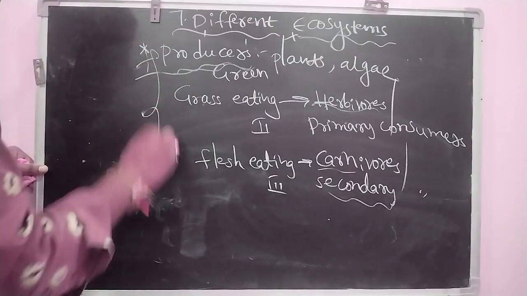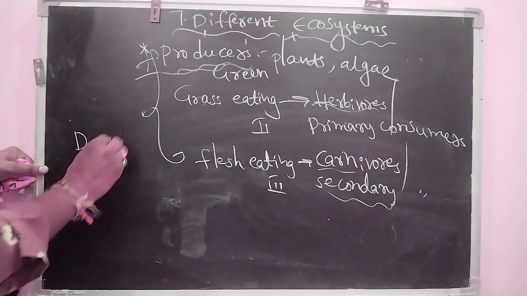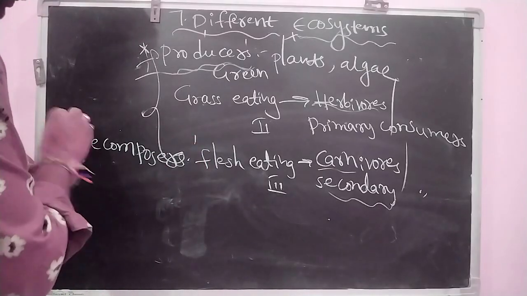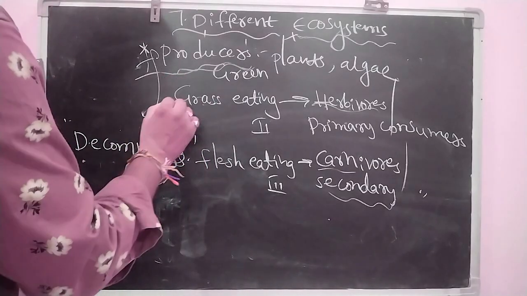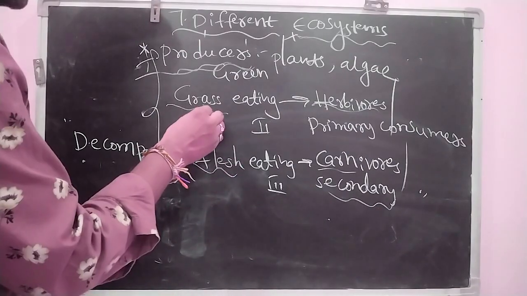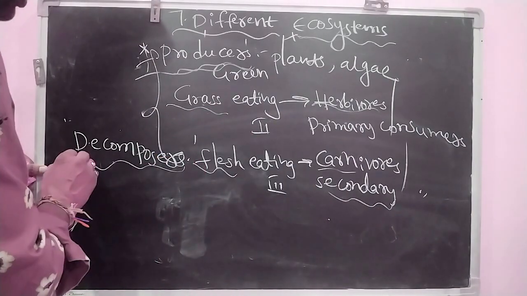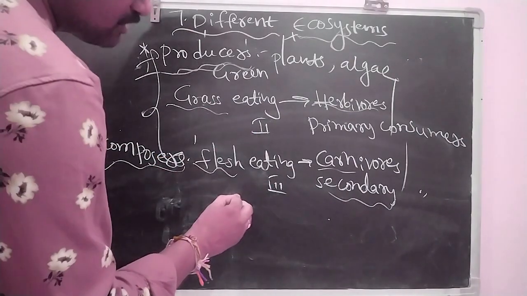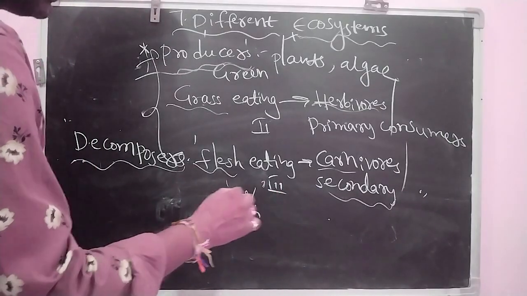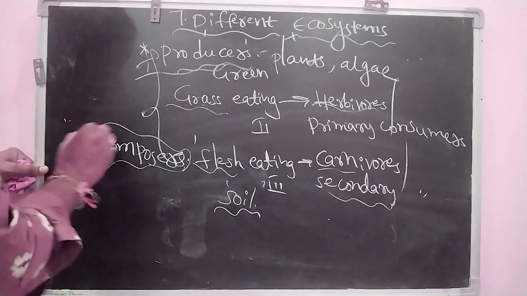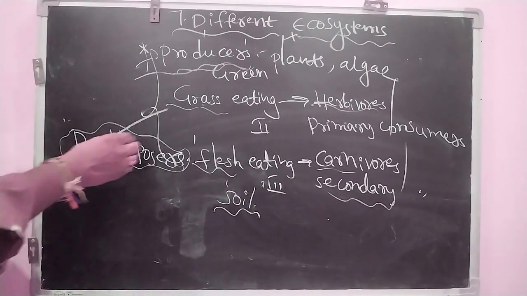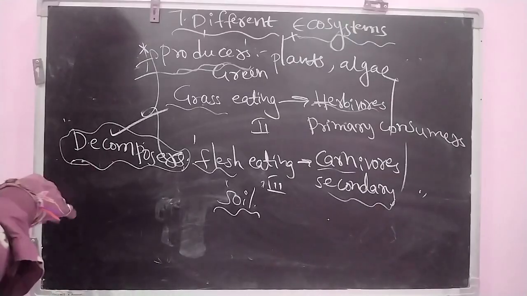But at every level, decomposers are present. Decomposers are present at every level. So if any plant or animal dies, that plant or animal is decomposed by the decomposers, which return the nutrients back to the soil, making the recycling of nutrients. That is why these are called cleaners of the environment, or decomposers, which are very important in nature.